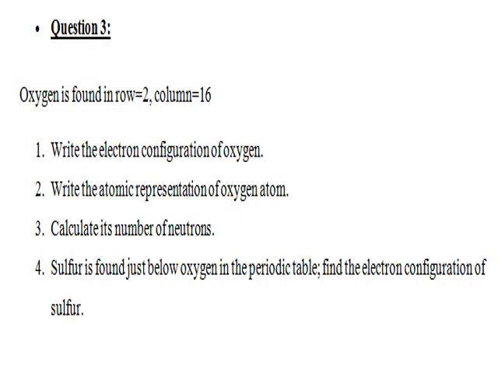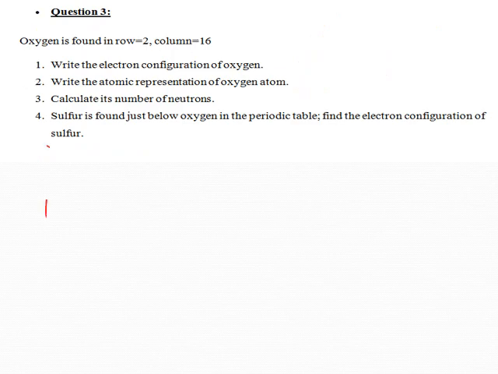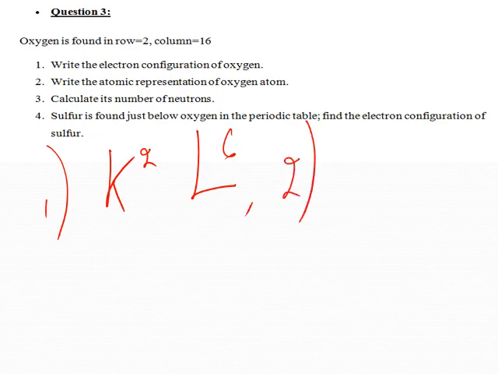Third exercise: oxygen is found in row 2, column 16. Row 2 means it has 2 energy levels, K and L. Column 16 means group 6, so it has 6 electrons. Write the electron configuration for oxygen. It's K2, L6. Part 2, write the atomic representation. Oxygen is O8, 16. The 16 should be given.